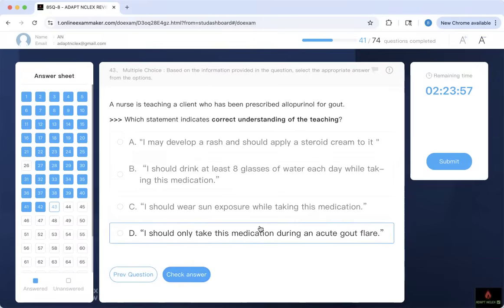Which statements indicate correct understanding of the teaching? And then she's teaching a client who has been prescribed allopurinol for gout. Gout, allopurinol. What are the concepts I want you to know about it? Let me give you the answer choices first. I may develop a rash and should apply steroid cream to it. I should drink at least 8 ounces of water each day while taking this medication. I should wear sun exposure when taking the medication. I should only take this medication during an acute gout flare.